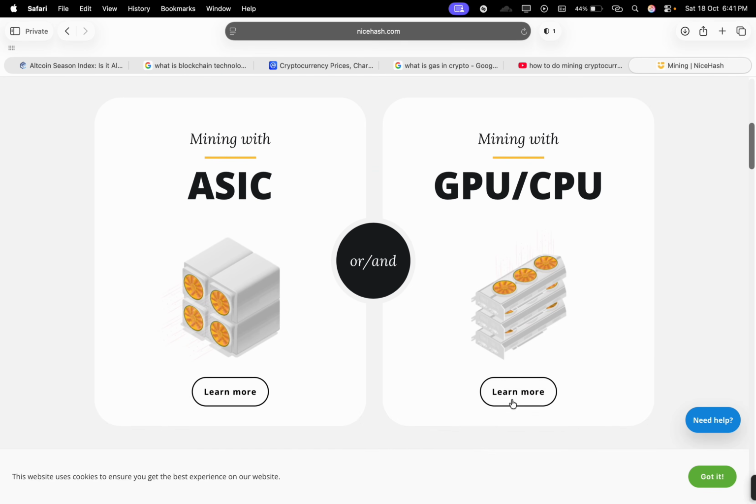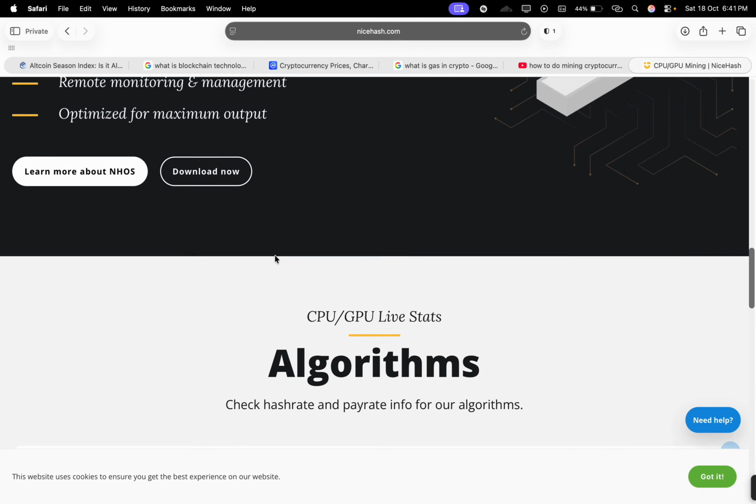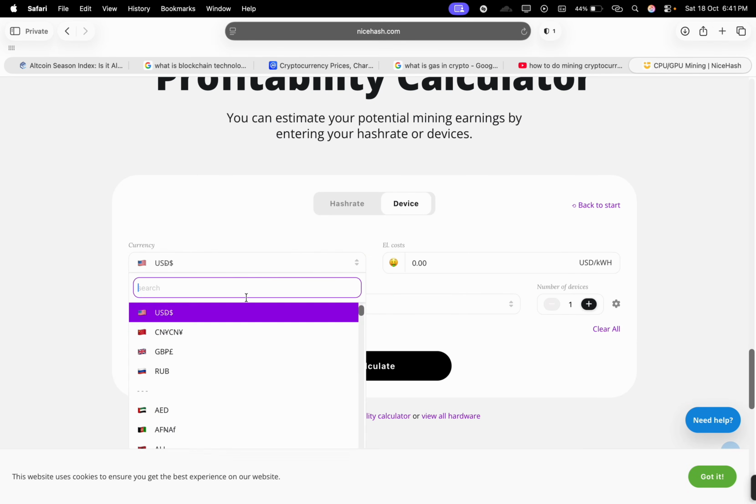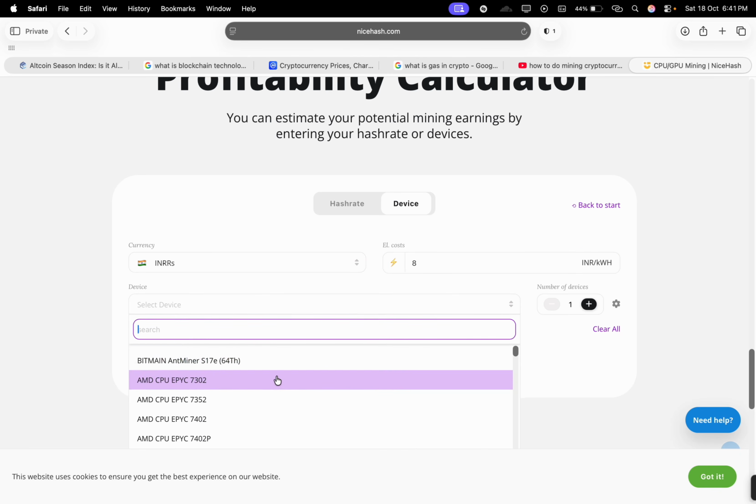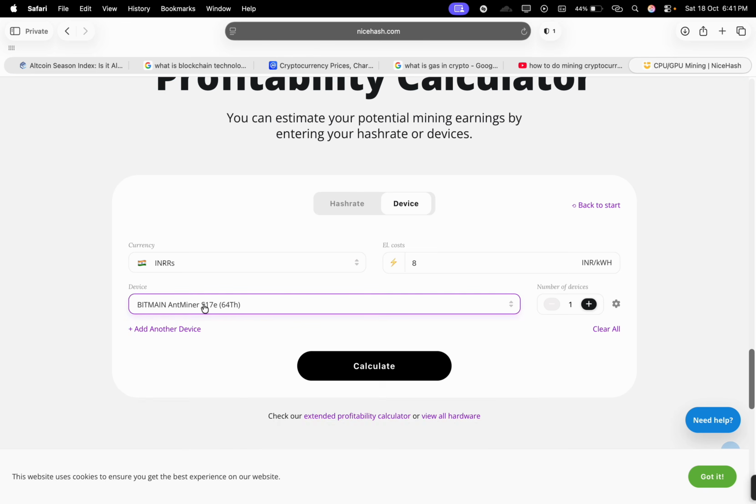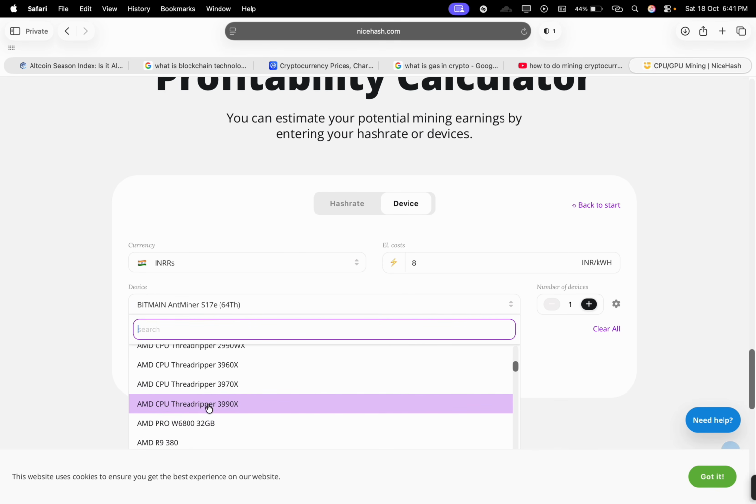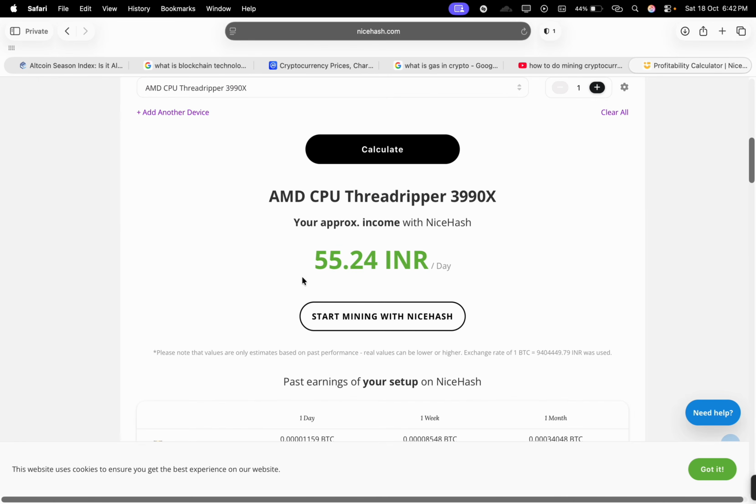For example, you are mining using your GPU, and I show you the price calculator. Let's say the currency is INR, and electricity cost you can say is 8 rupees. Then you are using, for example, a Bitmain Antminer. I don't know which GPU this is, but for example you are using this. So you can calculate how much profit you can make in a day. This is your profit, 55 rupees per day.